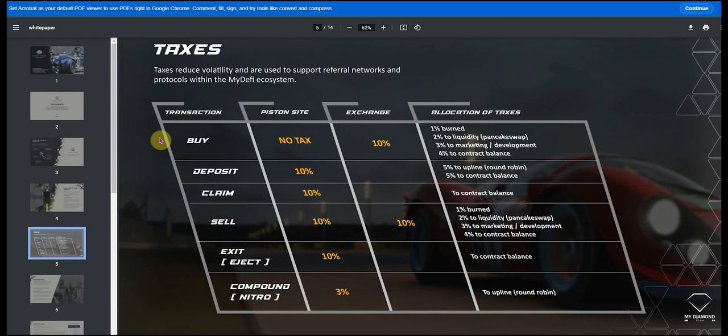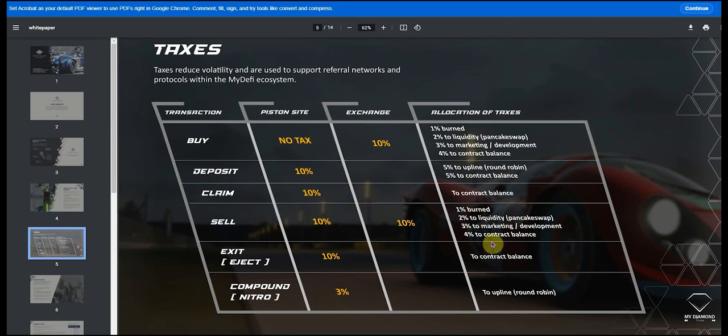Okay, taxes. To make it sustainable, there's always going to be tax. So no tax when you buy it off the native DEX. When you deposit, you'll have a 10% tax: 5% goes to the upline, 5% to the contract balance. When you claim, there's a 10% tax, and when you sell, there's a 10% tax. So this right here is exactly like Drip.